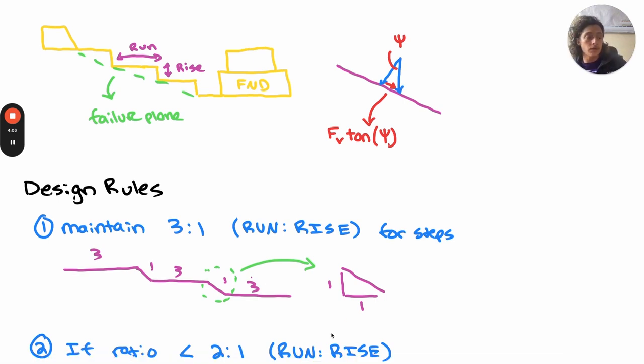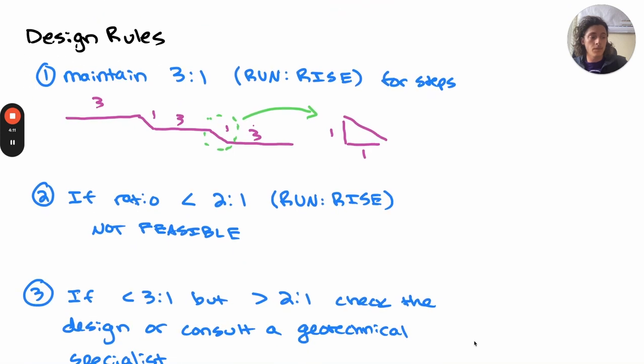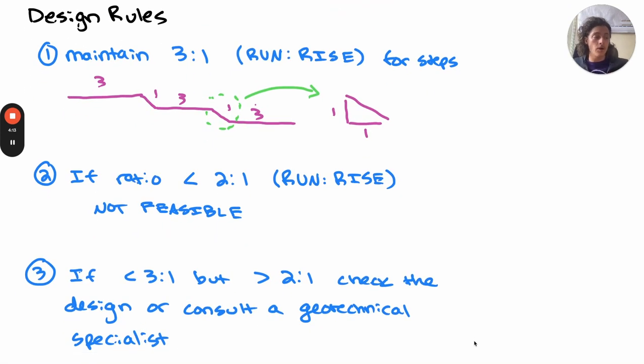Rule number 2 is if the ratio is less than 2-to-1 run-to-rise of the soil steps, the design is not feasible. But if it's somewhere between 3-to-1 and 2-to-1, we want to check the design with the method I've shown above, and likely in the event that we're seeing a theoretical failure here, it may be necessary to check with the geotechnical specialist or work with your design engineer in charge further on the issue.